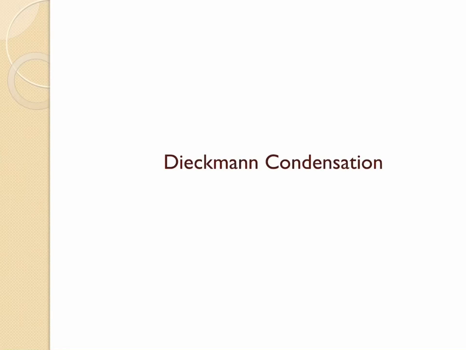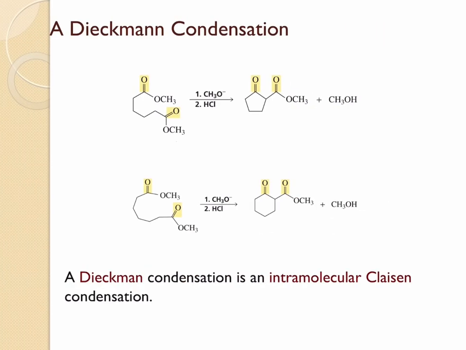Dieckmann condensation. Dieckmann condensation is basically an intramolecular Claisen ester condensation. Let's say that you have two ester functional groups present in the same molecule. Then that compound can undergo Dieckmann condensation provided it has the ability to form the 5-membered or 6-membered ring structure. Here are some examples for Dieckmann condensation.